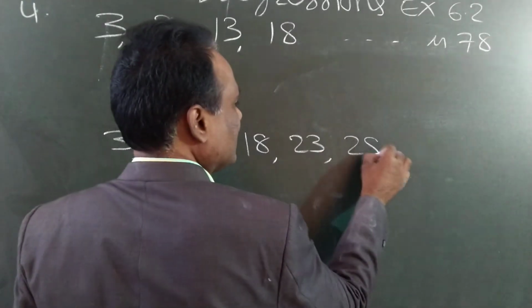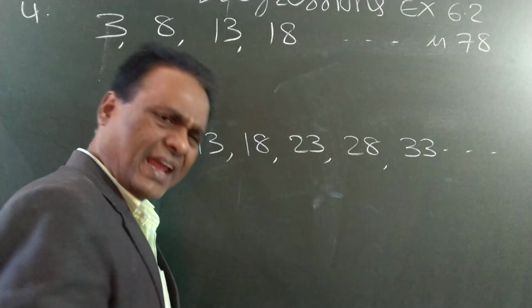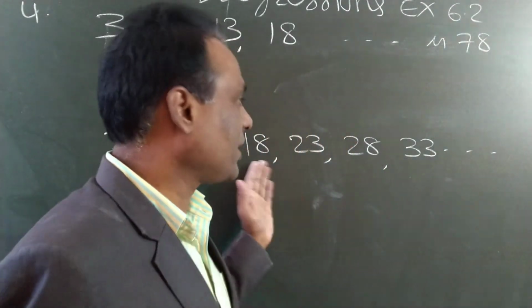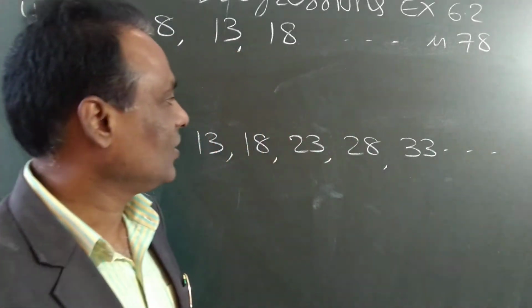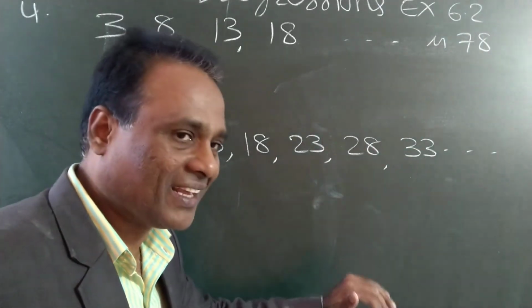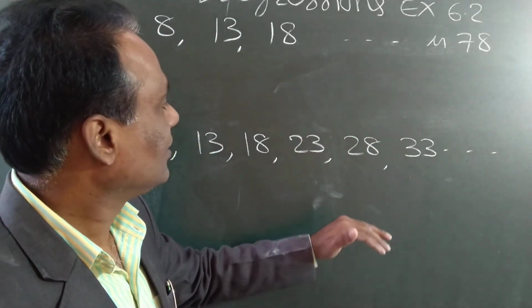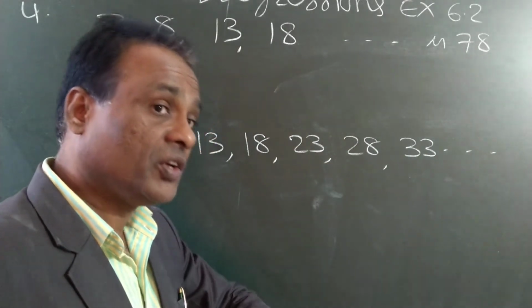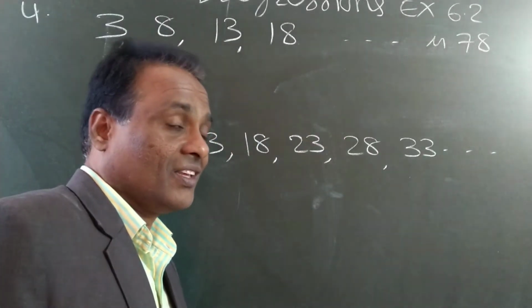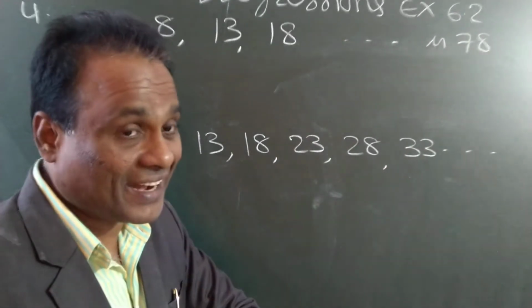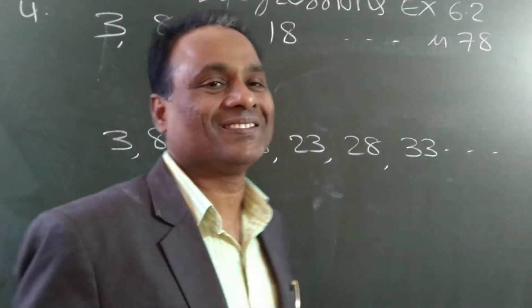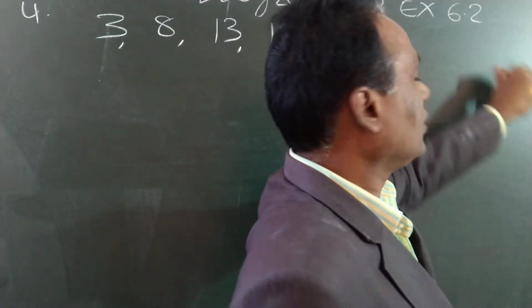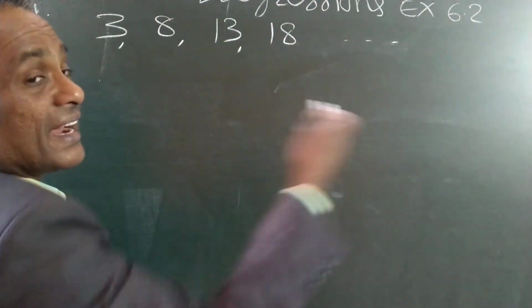23 and 5, 28 and 5, 33 and 38. Like that you add 5. 78 is which term? If you keep on writing this series, 78 will be which term? So we have 33, 38, 43, 48, 53, 58, 63, 68, 73, 78. So which term is it? That we have to tell. We can't count like this. See, if you write this series, 78 is which term?